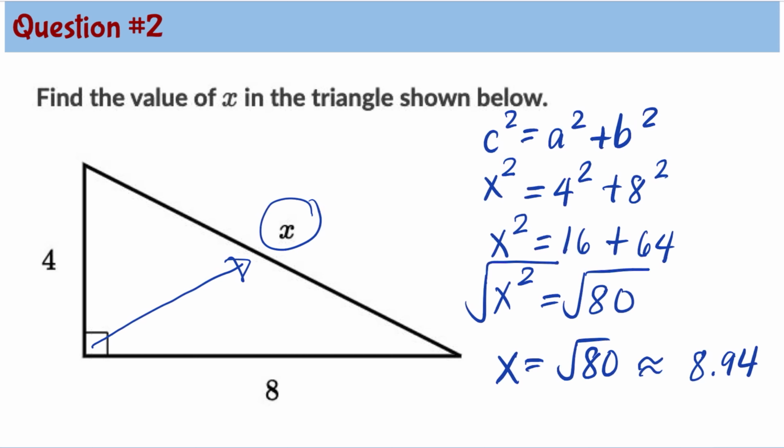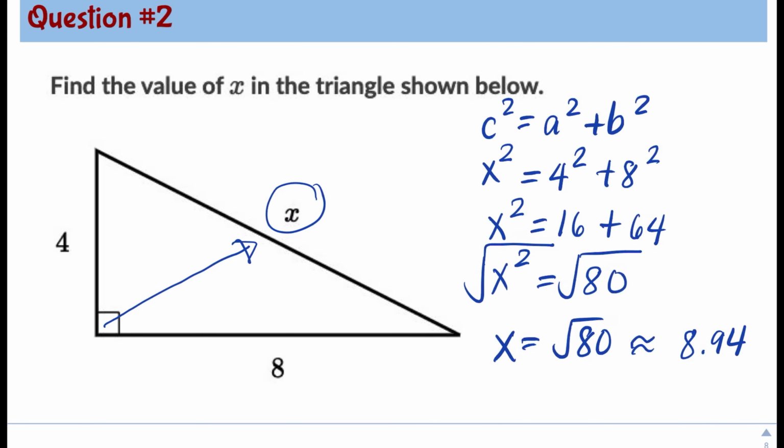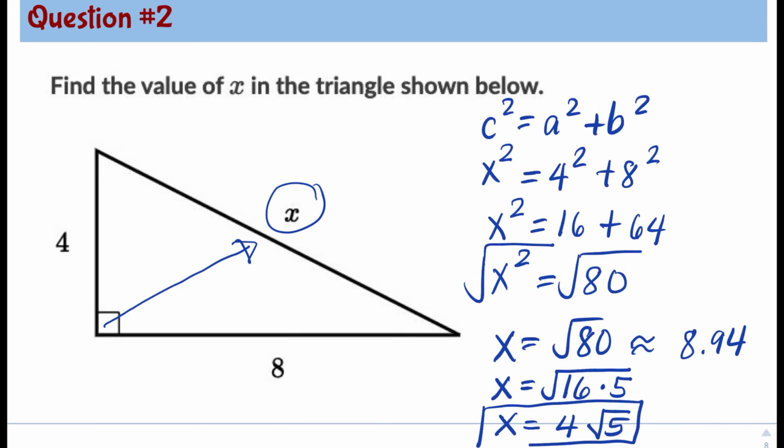To write the answer in simplest radical form, you need to find factors of 80, and one of them should be the largest perfect square. So 80 is the same thing as 16 times 5. I use 16 because that's the largest perfect square. What is the square root of 16? 4, right? So that will be 4 outside and then put square root of 5. So you can have 4 square root of 5, that's the simplest radical form, or 8.94 as the decimal value.